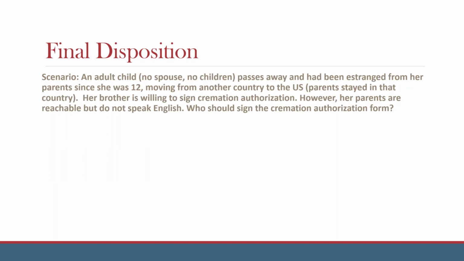Another scenario: an adult child who has no spouse and no children passes away and has been estranged from her parents since she was 12. She moved from another country to the U.S., even though her parents stayed in that country. Her brother is willing to sign the cremation authorization. However, her parents are reachable, but they don't speak English. Who should sign the cremation authorization form?